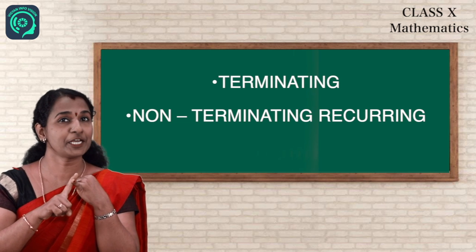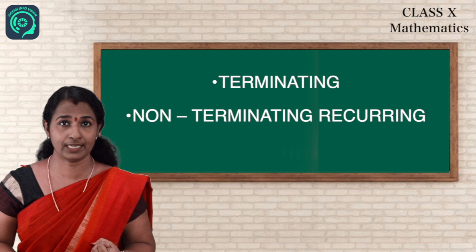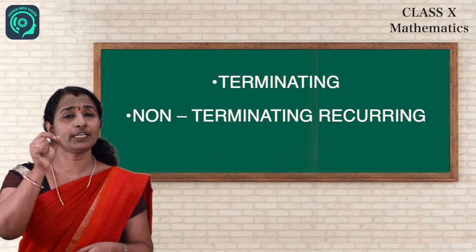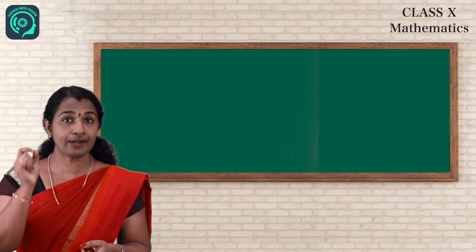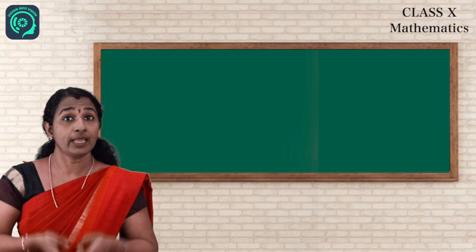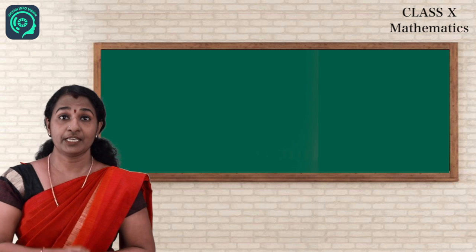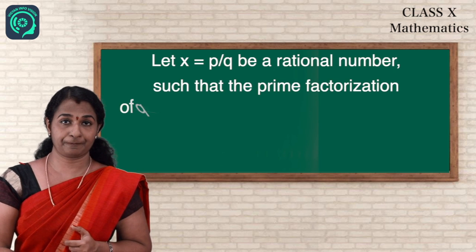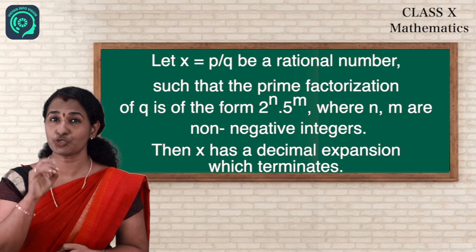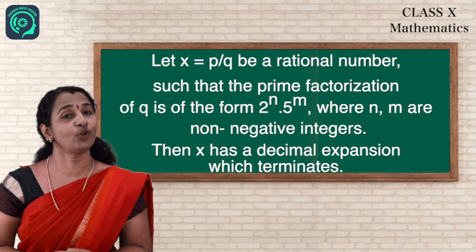The one is terminating, which means it stops after some decimal places. And the other one is non-terminating recurring. Non-terminating means it will never stop, and recurring means repeating. The same digits, or a block of digits, will get repeated. That is non-terminating recurring. So, the theorem says that suppose p by q is a rational number, and p by q should be in lowest form. If it is not in lowest form, please, children, convert it into lowest form.